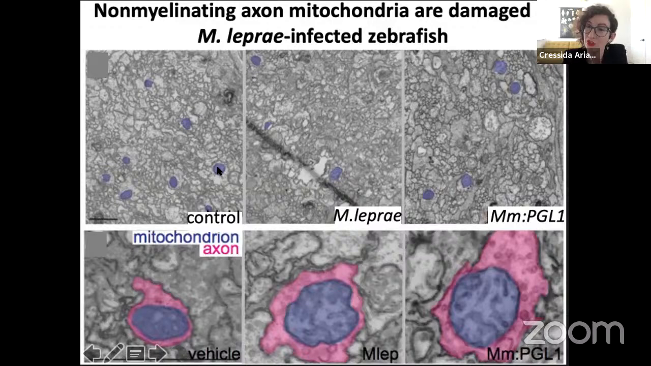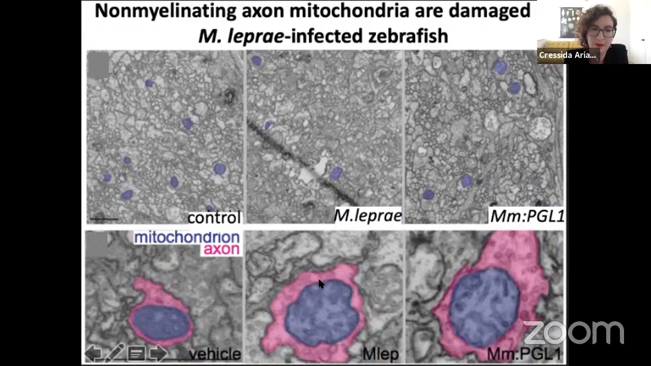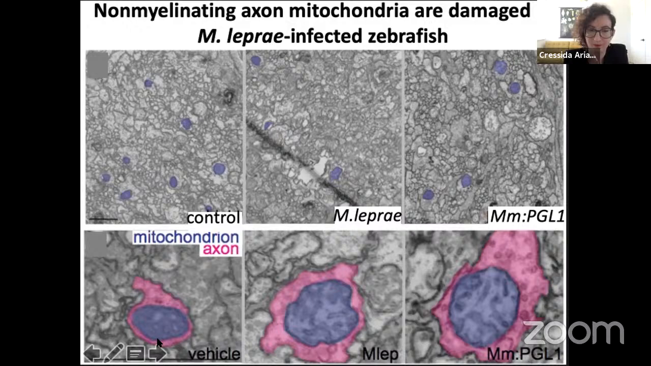So I'm showing you two different ways we assess that here. On the top, these three top panels, you're looking at the number of mitochondria. So every time there's a mitochondrion, I've highlighted it for you in purple. So you can see with these top panels, the number of mitochondria is decreased in the infected animal compared to the PBS injected one. And also the mitochondria are larger in these infected animals. So here in purple, this is the outline of a mitochondrion in an M. leprae infected fish. You can see that in a PBS injected fish, the area of the mitochondrion is smaller.